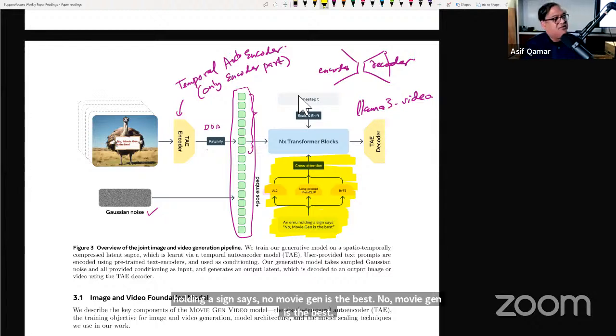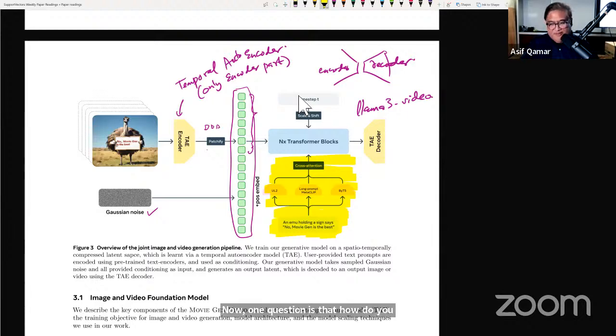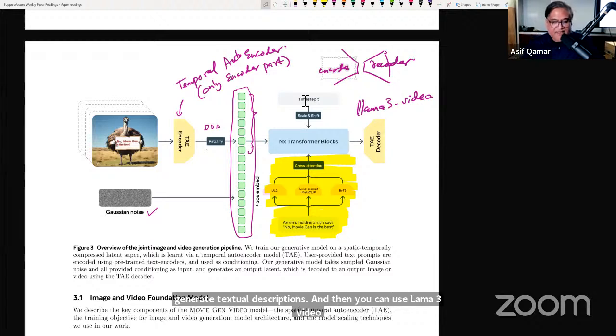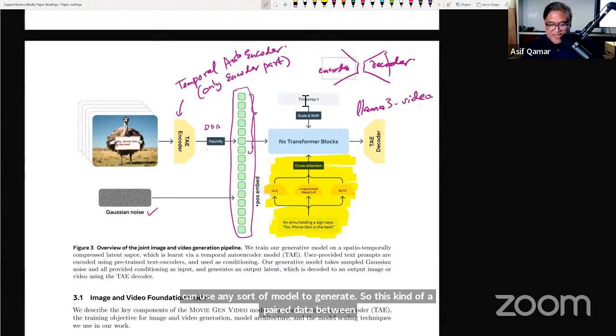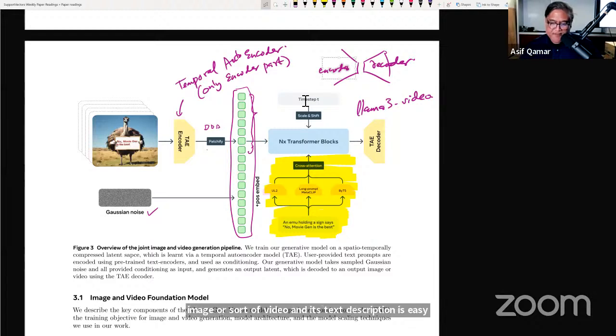Now, one question is how do you generate textual descriptions of videos, and audios? Well, there are many models to do that. For images, of course, we know we can use BLIP, LLaVA, whatnot, to generate textual descriptions. And then you can use Llama 3 video. You can use any sort of model to generate. So this kind of paired data between an image or video and its text description is easy to get. Once you have that, you can feed it in to train a decoder network. And once you train that, then what you have to do is upscale.